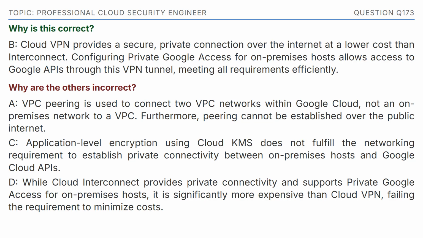C. Application-level encryption using Cloud KMS does not fulfill the networking requirement to establish private connectivity between on-premises hosts and Google Cloud APIs. D. While Cloud Interconnect provides private connectivity and supports private Google access for on-premises hosts, it is significantly more expensive than Cloud VPN, failing the requirement to minimize costs.